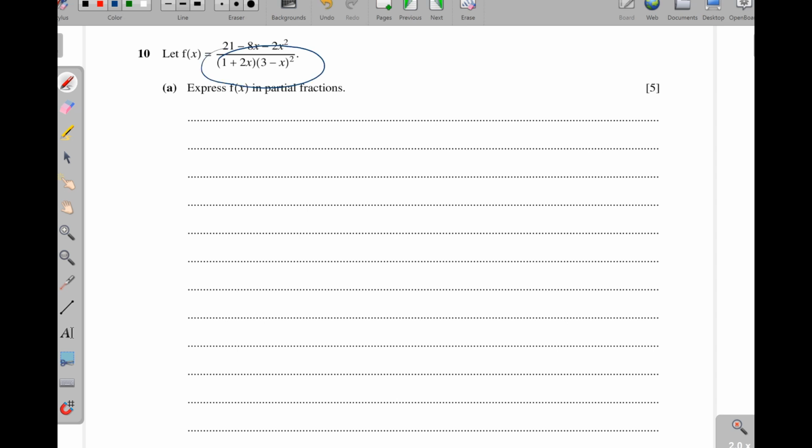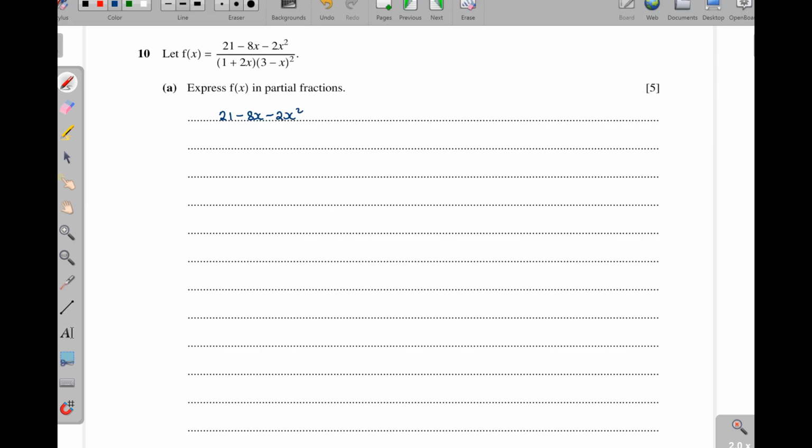Question 10. Here I'm seeing partial fractions. So we are saying that let f of x be this, and then part A we express f of x in partial fractions. If they give you part A as partial fractions, then the next part can come from binomial expansions or integration. So we have this 21 minus 8x, then minus 2x squared.